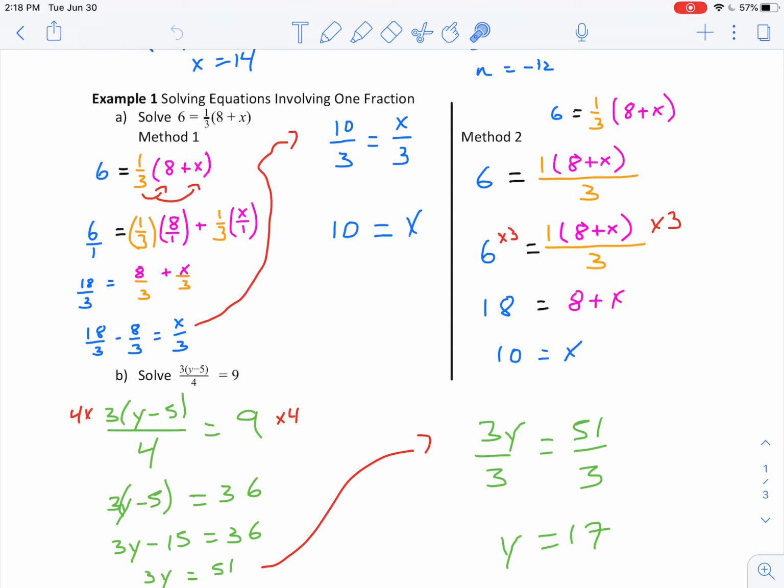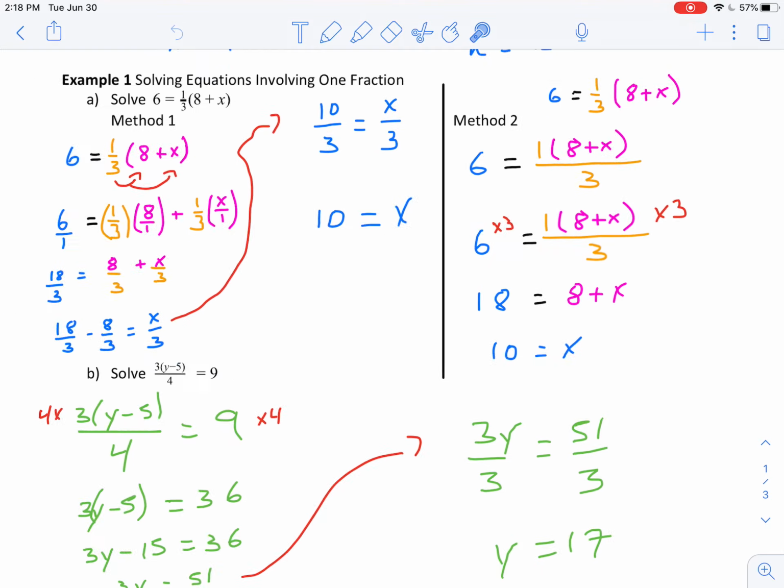Now how do I solve for x? Well, I need to isolate it by multiplying by a factor of 3. So I multiply the right side by 3, I multiply the left side by 3. It just so happens that both the 3's cancel out, and I'm left with a value of 10 equals x.